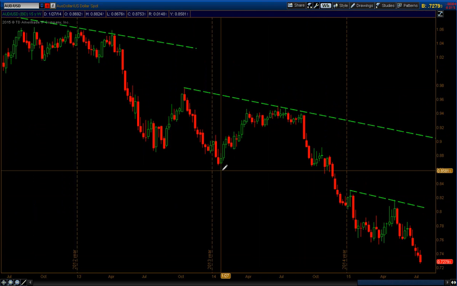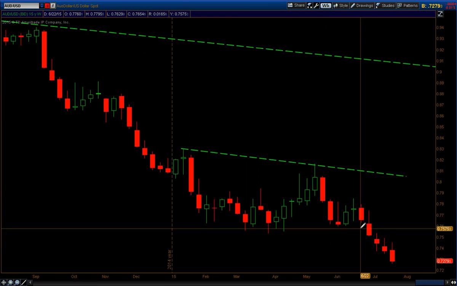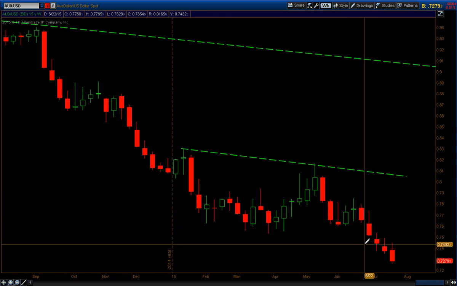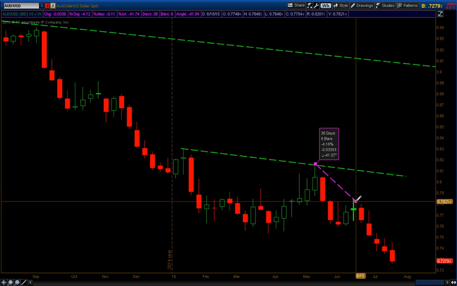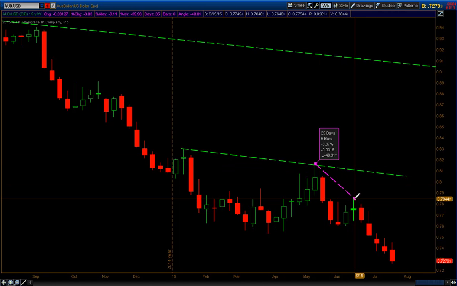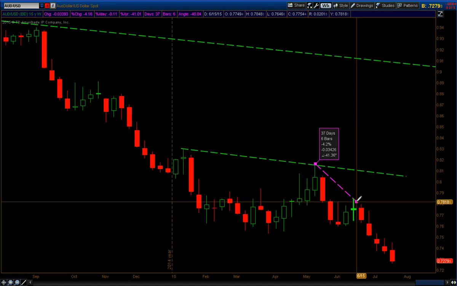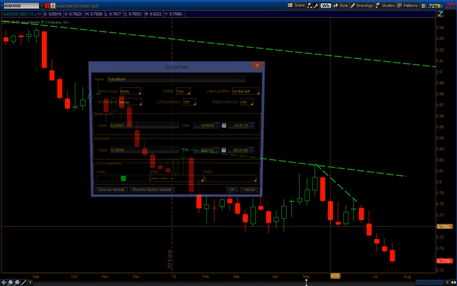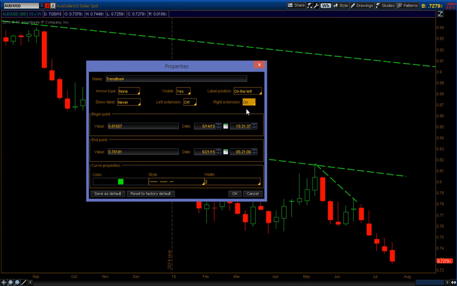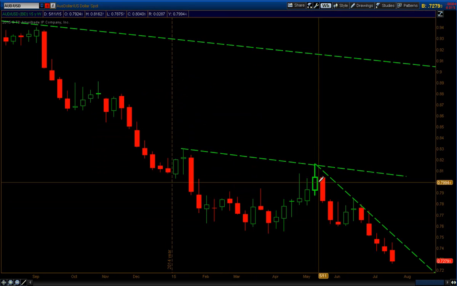So let's go all the way down to the recent price action and draw another trend line on a lower high. You have another lower high right there. Let's just draw that here. I'm going to do edit properties, extension, right extension on. Okay, beautiful.